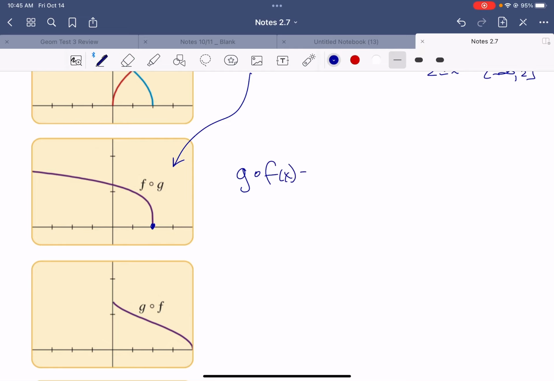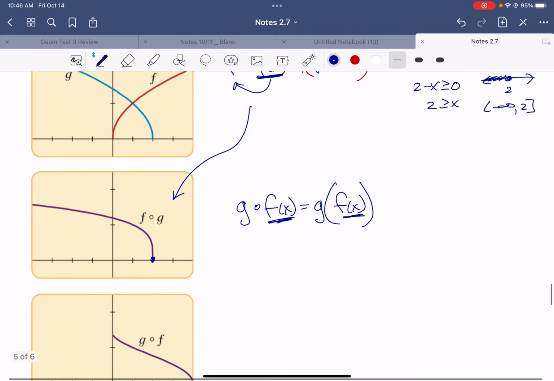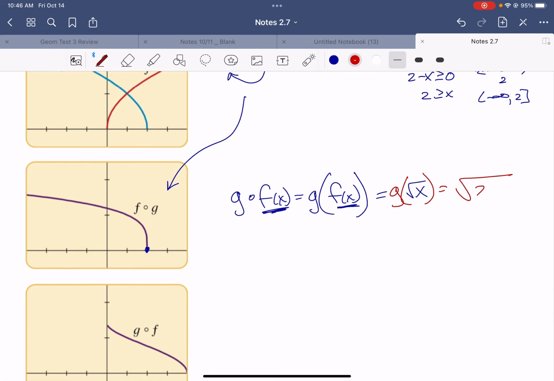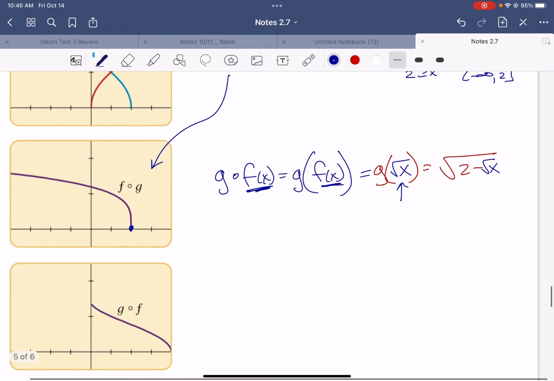So now let's find g of f of x. Again, first it's going to plug into f, and it's going to take that output and give it to the function g. So what does f do first? It takes the square root of something, and then you hand off to g, and what does that do? It does the square root of 2 minus whatever you give it. In this case, you give it the square root of x, right?